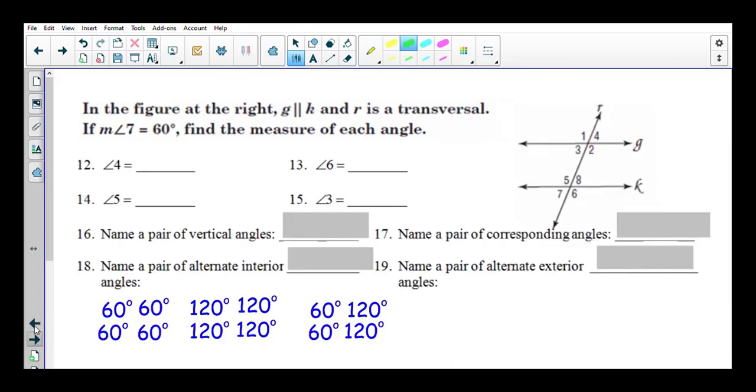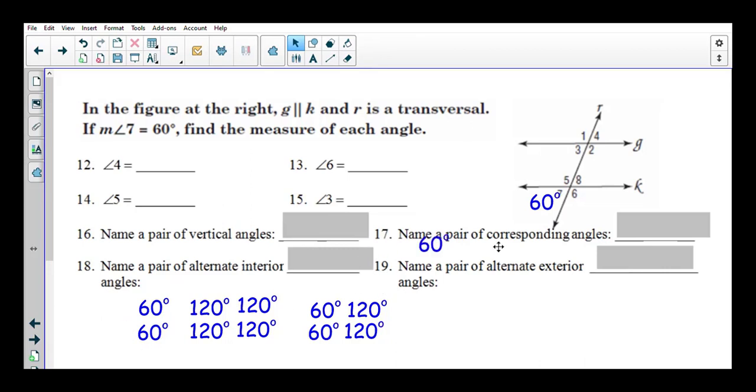Let's try another one of these. In the figure at the right, G is parallel to K, and R is our transversal. If the measure of angle 7 is 60 degrees, so I'm going to slide that in here, find the measure of each angle. So again, I usually don't go right into the problems and start trying to figure out what angle 4 is. I fill in the picture first and then fill in the angles.